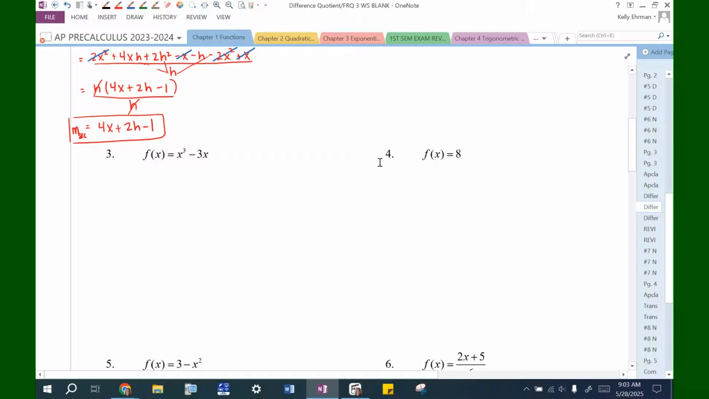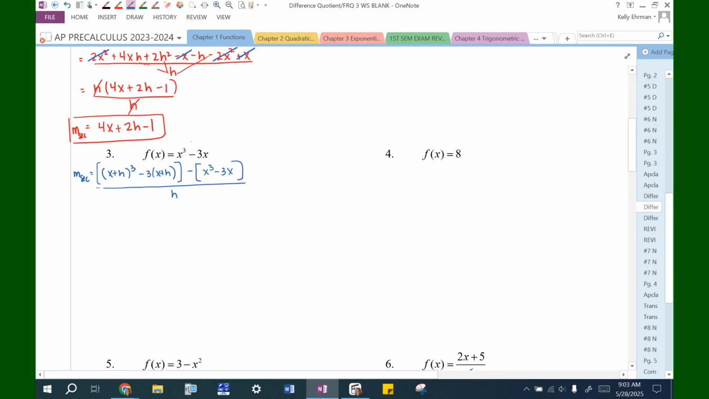All right, number 3, we have a cubic. So this is going to take a little bit of work here, or we can use a shortcut too. First, I need to plug in f of x plus h. So instead of x cubed, (x plus h) cubed. Instead of minus 3x, minus 3 times (x plus h). So that's f of x plus h minus f of x, which is just x cubed minus 3x. That whole thing is over h.